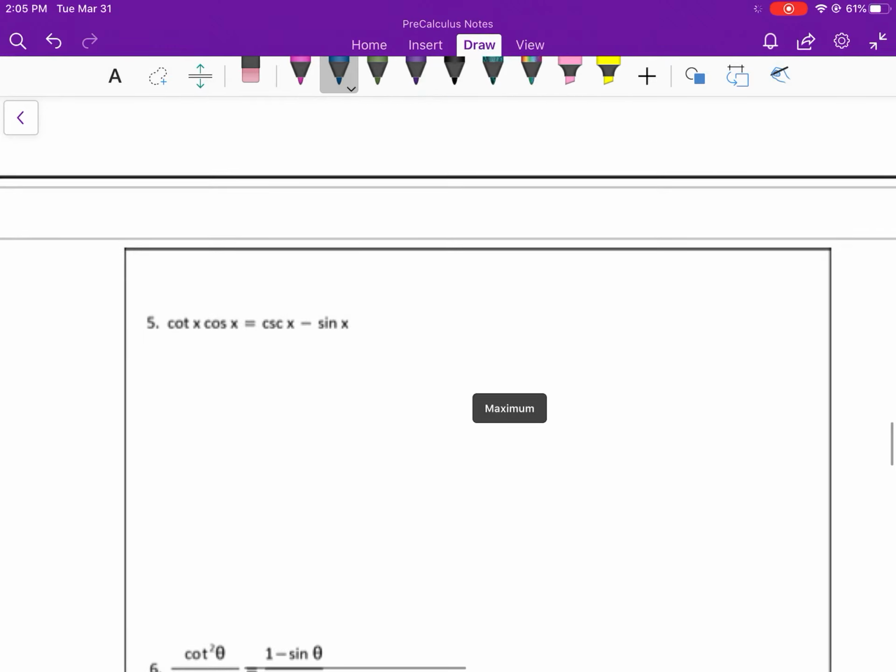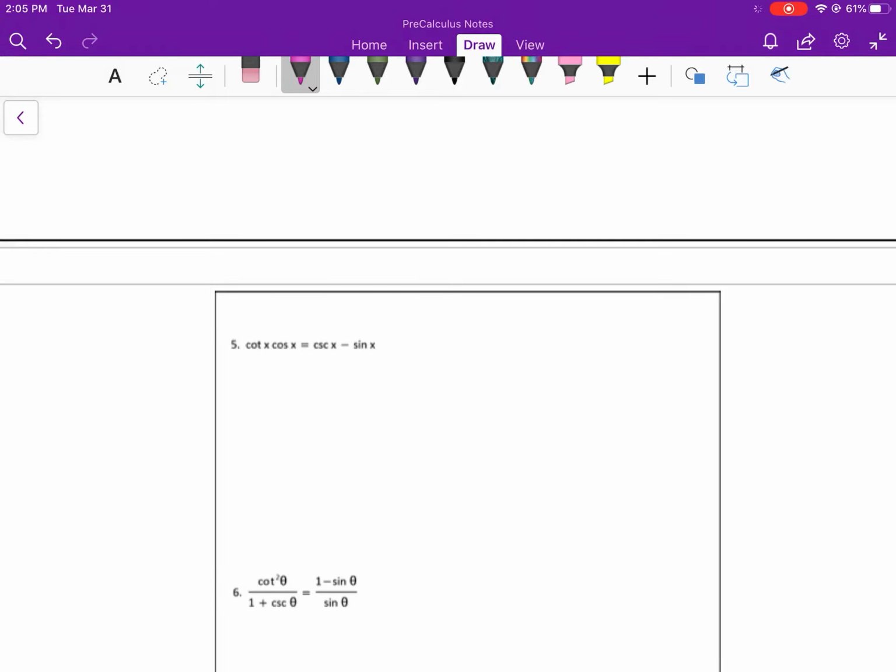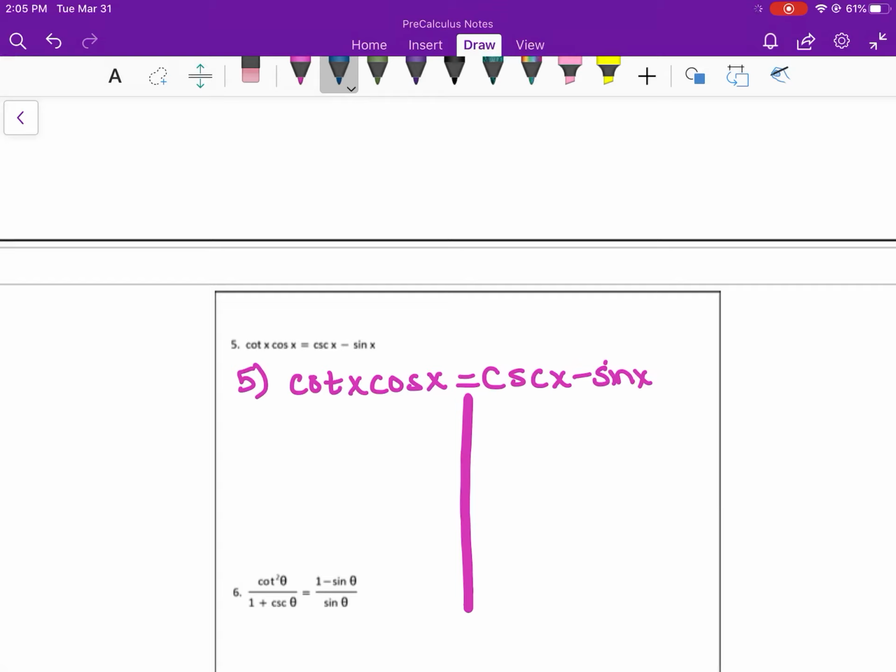Okay, number 5, it looks like it's not going to let me blow it up any bigger, so I'm going to make it bigger on our paper. Okay, that's the problem we have. Now you might look at that and think, hey, I don't really know if one side's better than the other. So at this point, you're just going to have to choose. I'm going to go with the right side.